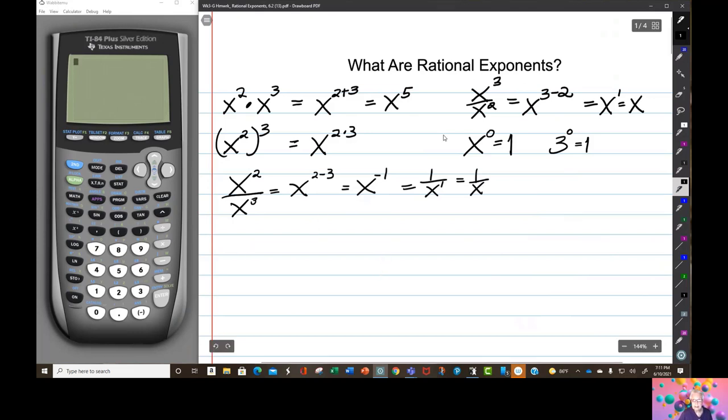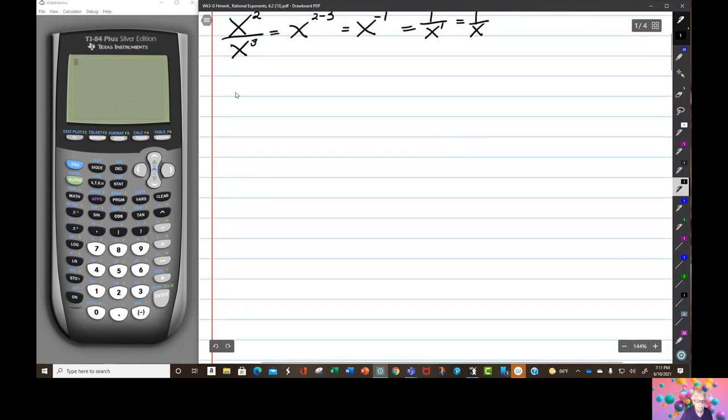And so, for instance, how about this? Three to the negative 2 is 1 over 3 to the positive 2, which is 1 over 9. And 1 over 3 to the negative 2 is 3 to the positive 2, which is 9.